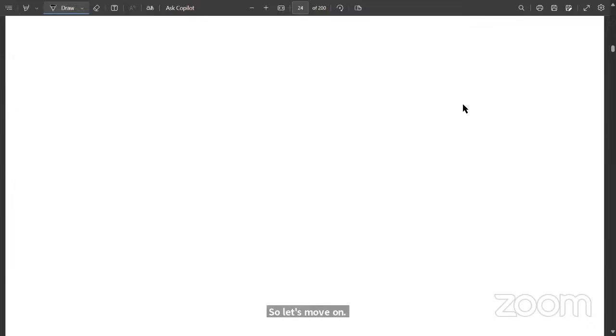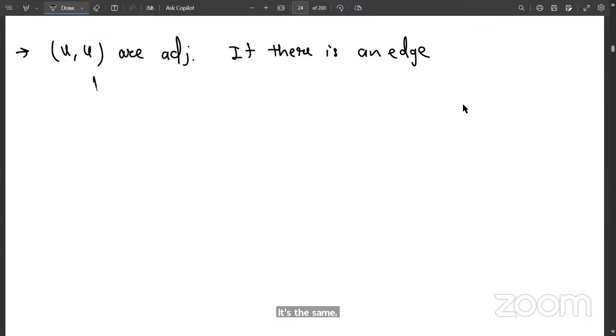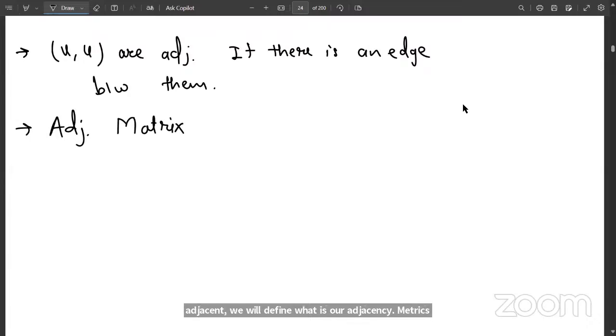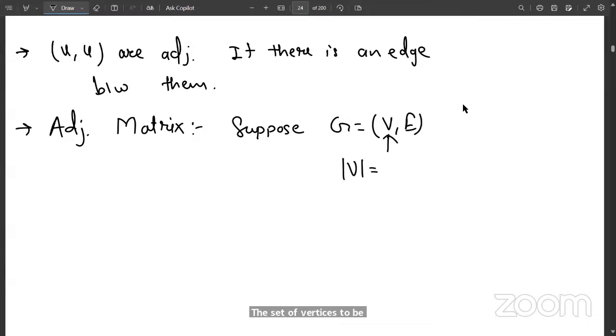The second thing is the adjacency matrix. We say that two vertices U and V are adjacent to each other if there is an edge between them. These are known as adjacent vertices. Now, using adjacent vertices, we will define the adjacency matrix. An adjacency matrix is a matrix related to a graph in such a way. Suppose I have a graph G with V as the set of vertices and E as the set of edges, and the cardinality of V is equal to N, meaning I'm considering a graph with N vertices.